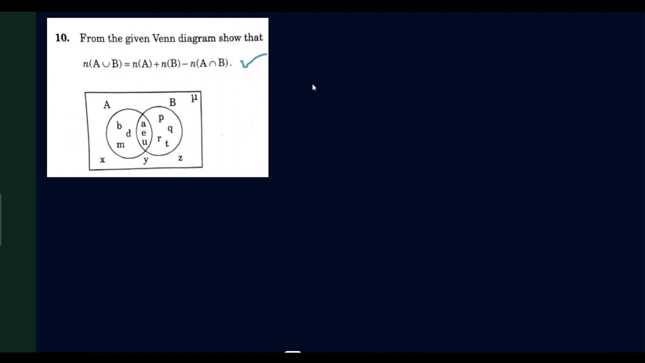First, n of A union B. A union B means all the numbers in A and B, isn't it? So let's see how many numbers there are. 1, 2, 3, 4, 5, 6, 7, 8, 9, 10. Right? So n of A union B is 10. Now, what is the one more term? n of A. What is n of A here? Simply all the numbers in A. 1, 2, 3, 4, 5, 6. n of A is 6. And then n of B.